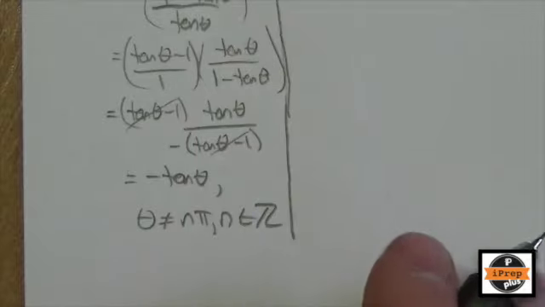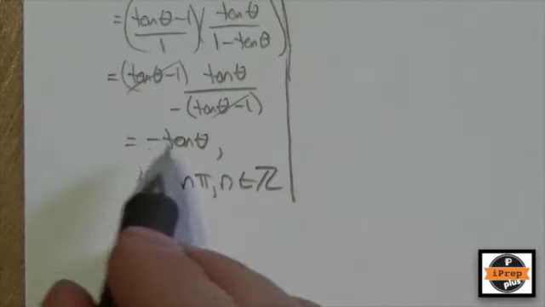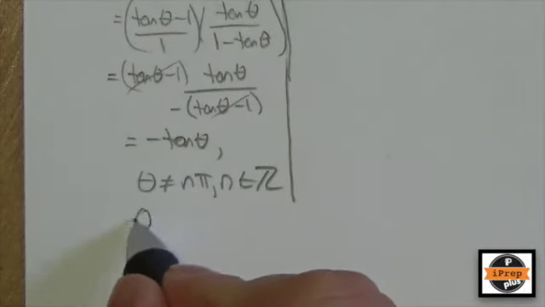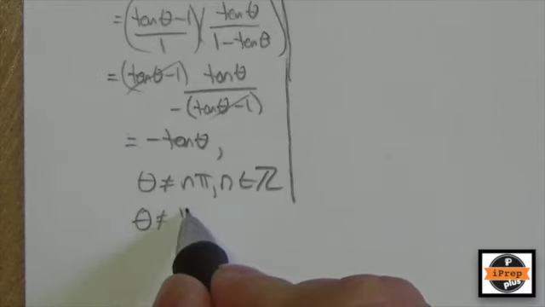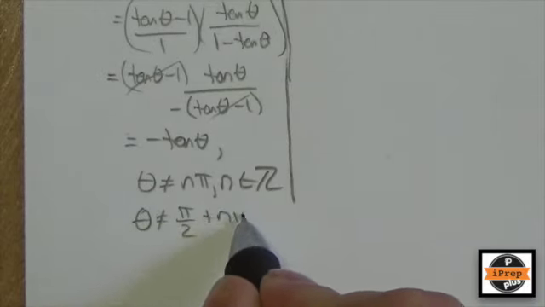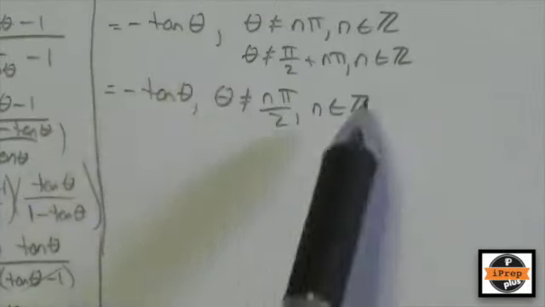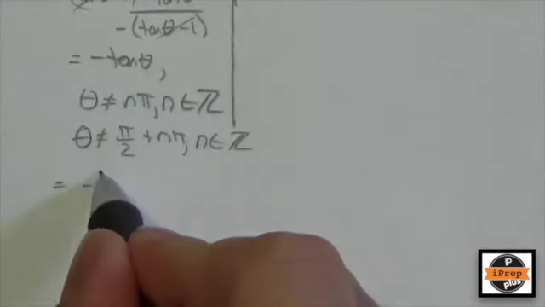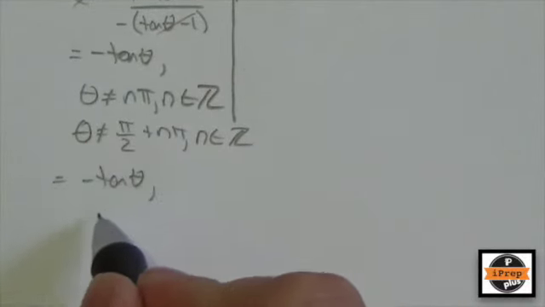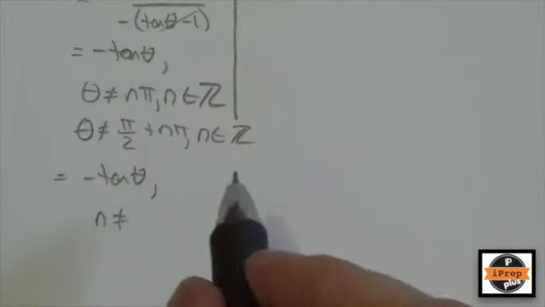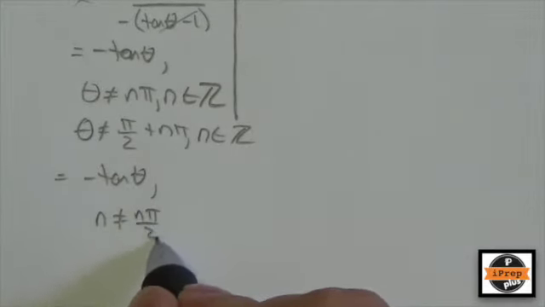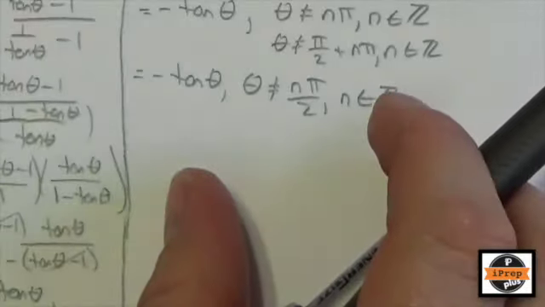If you take a look at this, notice that tangent has its own little bit of non-permissibles here. Remember that for tangent, theta can't be equal to pi over 2 plus n pi, where n is an element of the integers. So that carries through here. So now when we take a look at this, we might think, this is amazing. Because remember, I can rewrite all of this as negative tangent of theta, where theta cannot equal n pi over 2, where n is an element of the integers. And that is exactly the same as the right-hand side here.